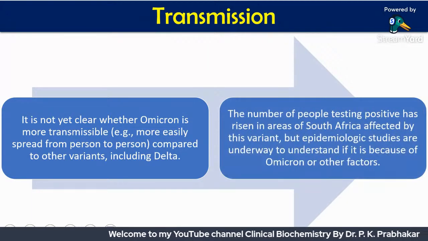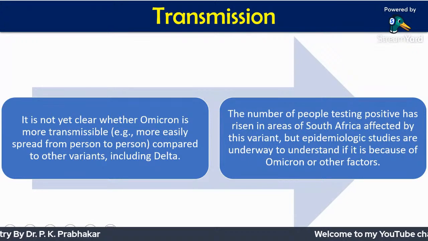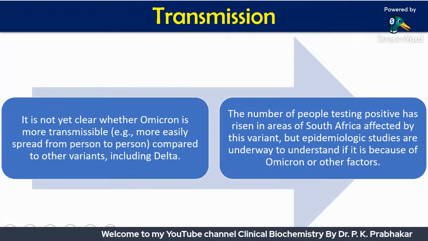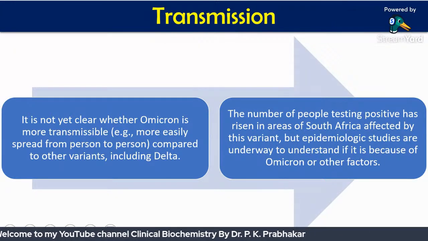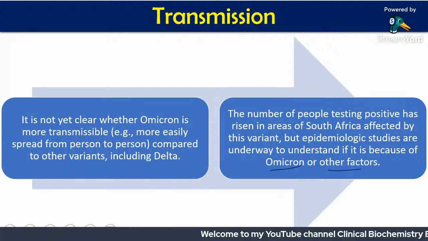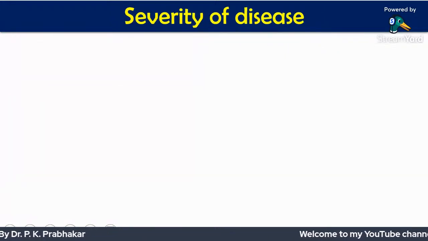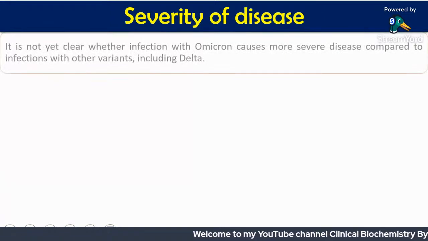The number of people testing positive has risen in the areas of South Africa affected by this variant, but it might be because the hospitalization rate has increased, so more people are being infected with the coronavirus. It is not yet confirmed that all the infection is because of Omicron only, or whether some other factor is responsible for the increased rate of infection. Once we get data on the transmission, only then can we tell whether it has 500 times more transmission than Delta. These are just speculations.